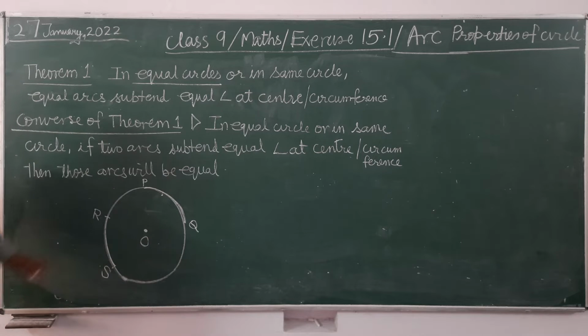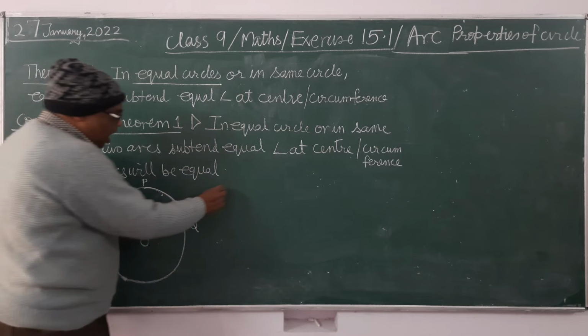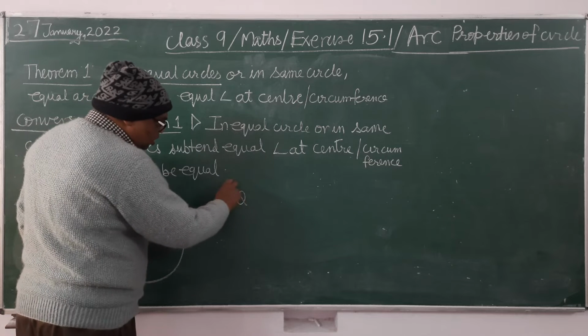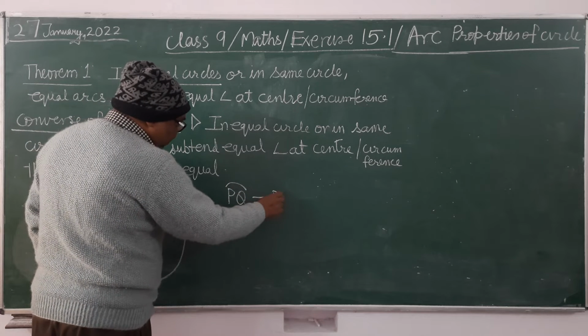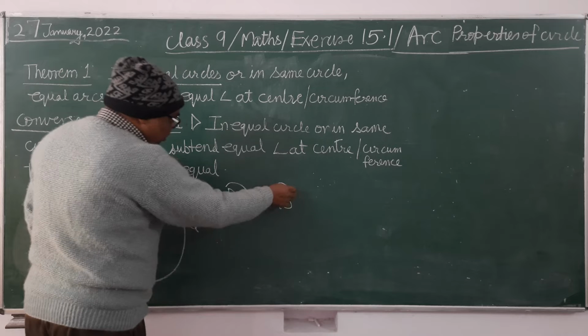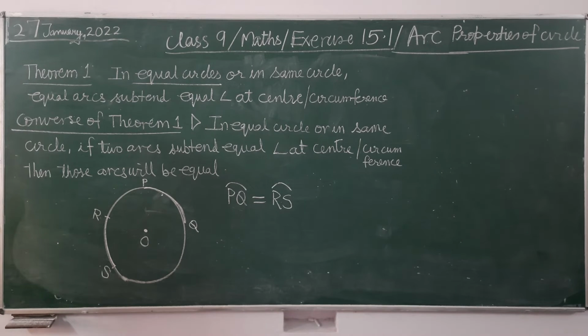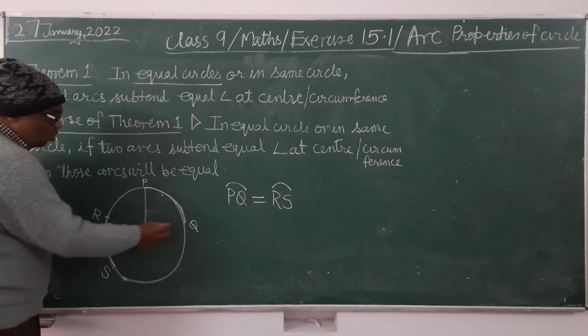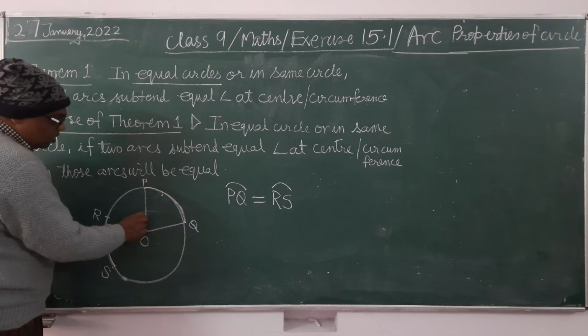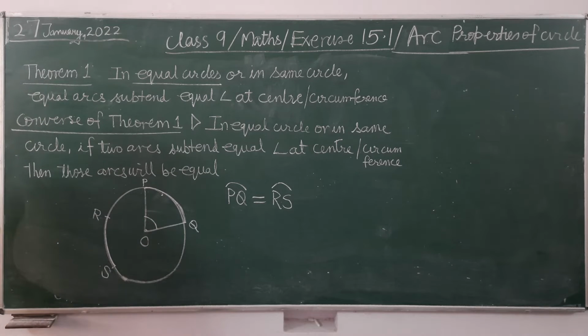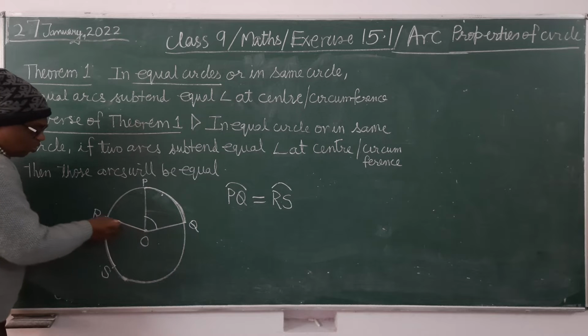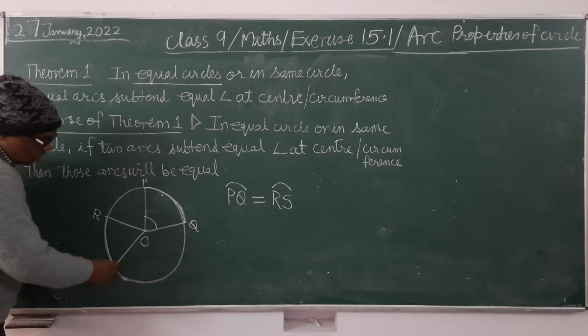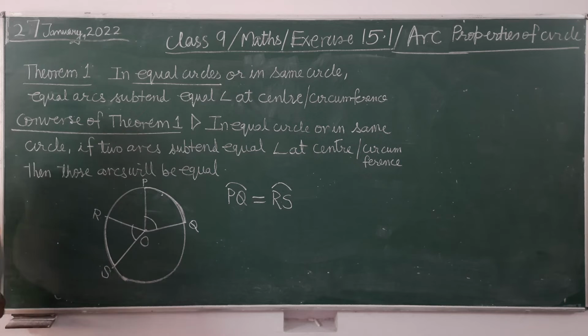What is the angle subtended by... here it is given arc PQ is equal to arc RS. This is given. What is the angle subtended by arc PQ at the center? You join PO and QO, this angle. The angle subtended by arc RS at the center, you join RO and SO, this angle. Both the angles will be equal.